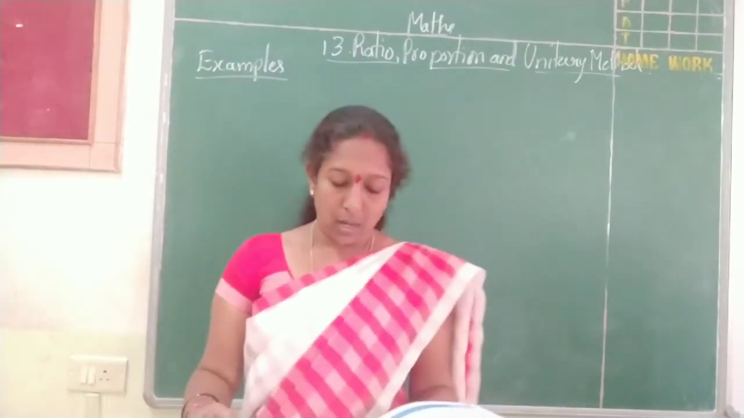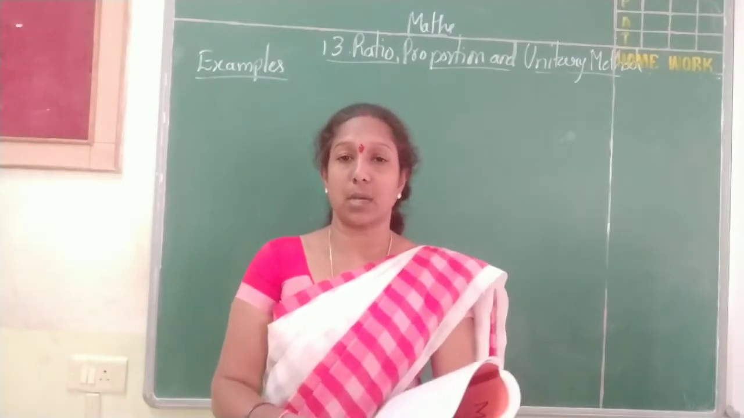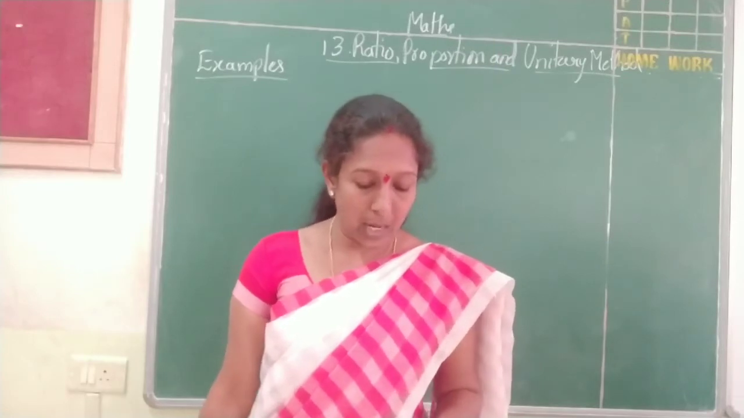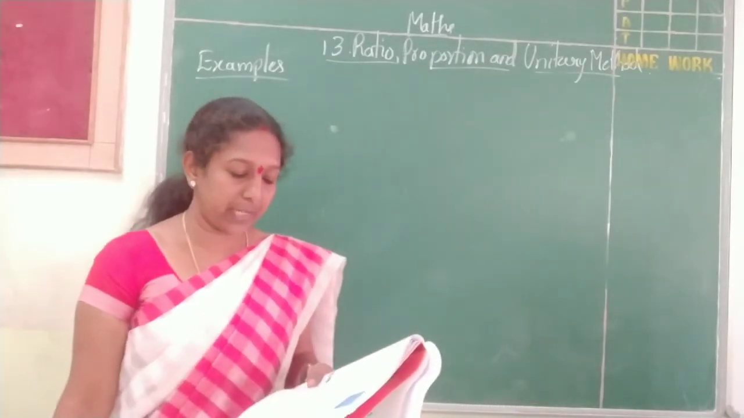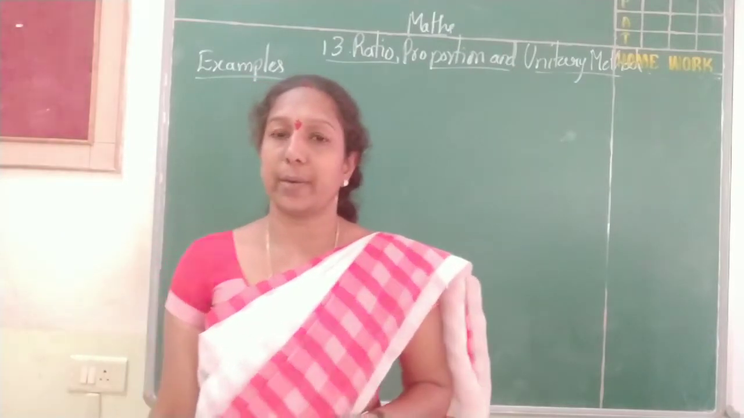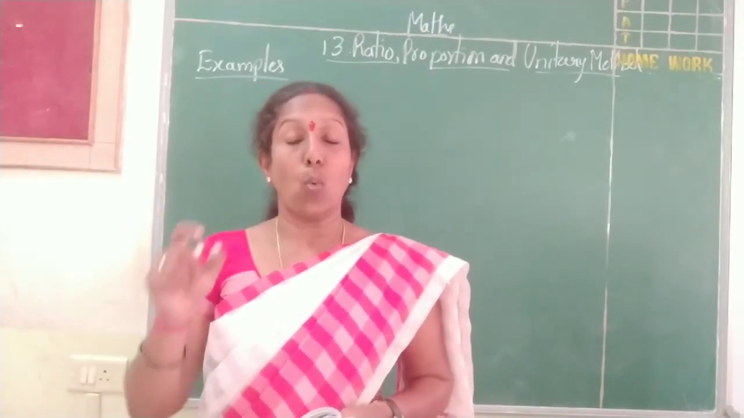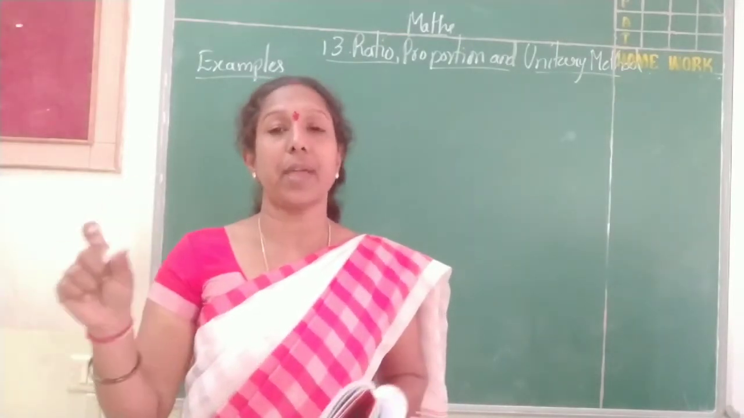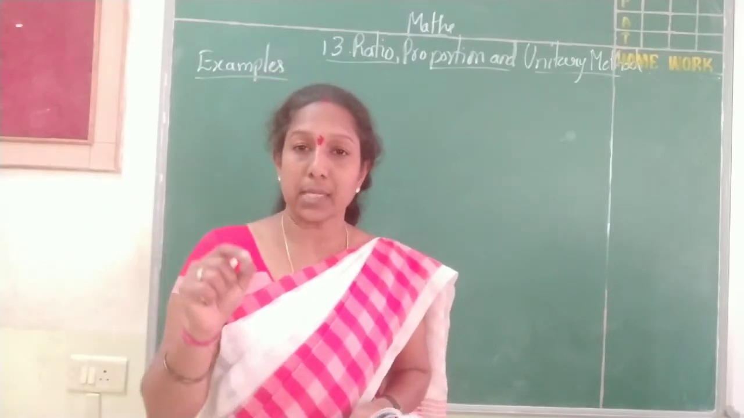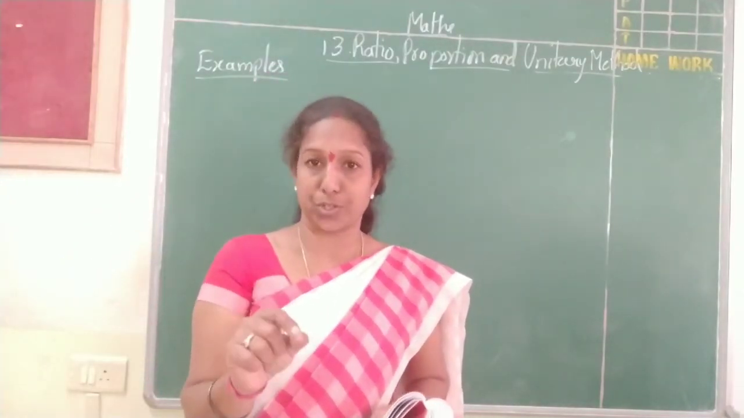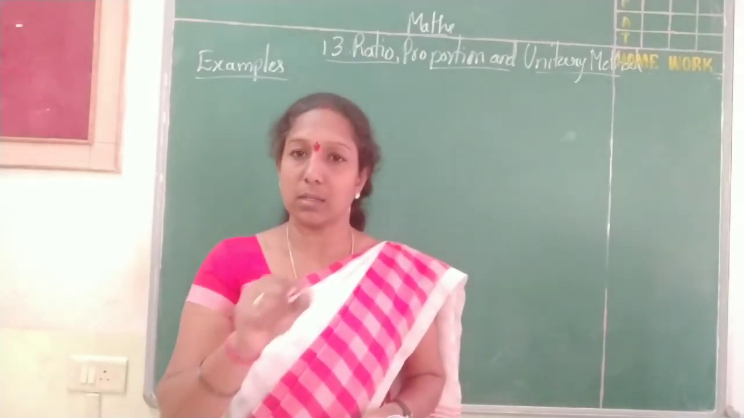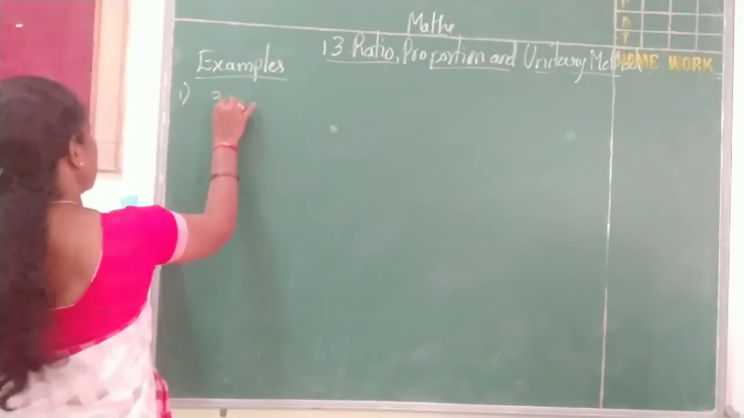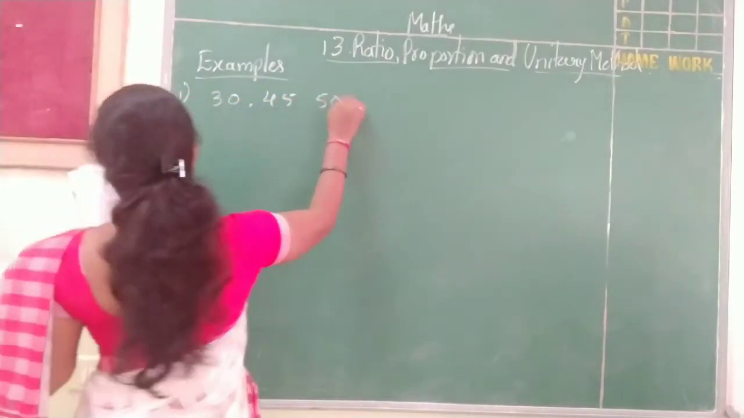The first one is here, the example given in the book. I am taking that only. So in your book you can see: are 30, 45, 50 and 75 in proportion? Here the first thing is, in what order the numbers are given, in the same order we have to write the numbers. Means the first number in the question is the first term in the problem. So here they are given 30, 45, 50 and 75.